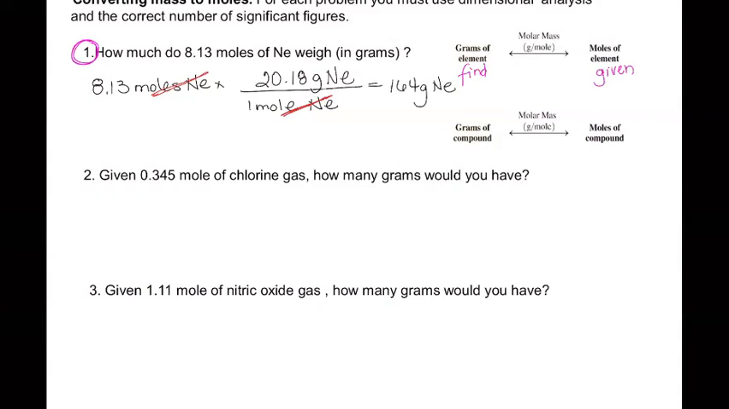Great. Let's move on to the next problem, which is given 0.345 moles of chlorine gas, how many grams do you have? Well, in this case, let's just write what is given to us. 0.345 moles of chlorine gas.